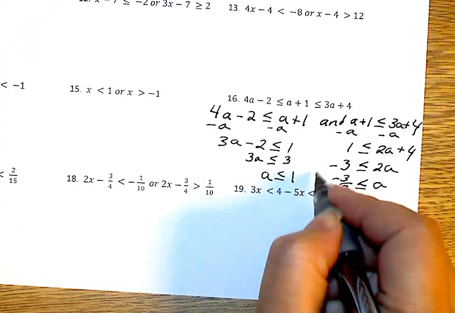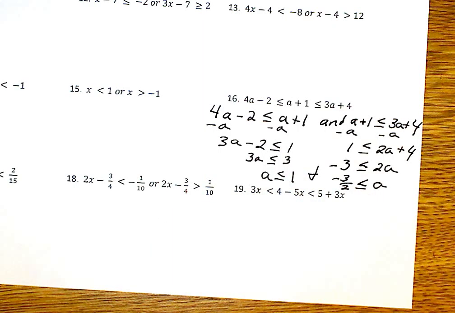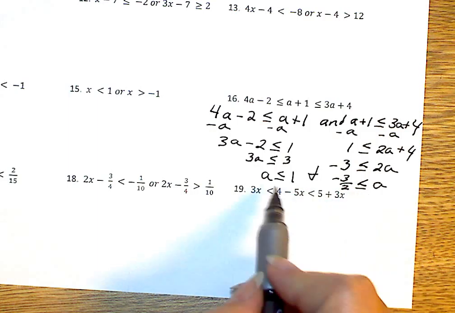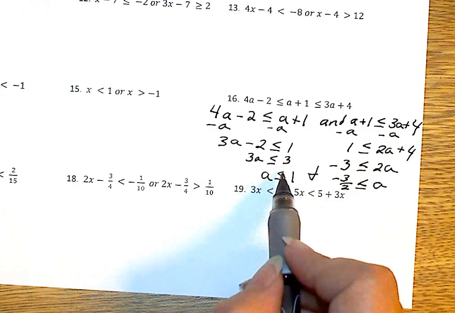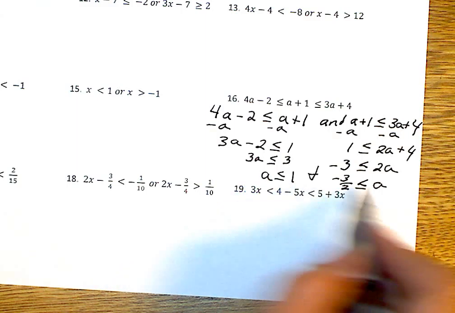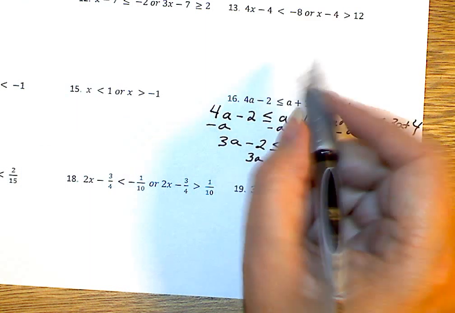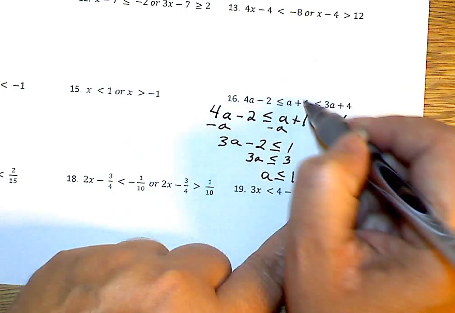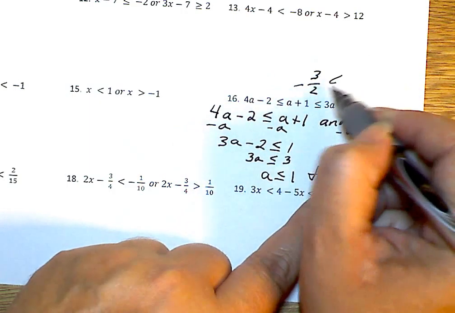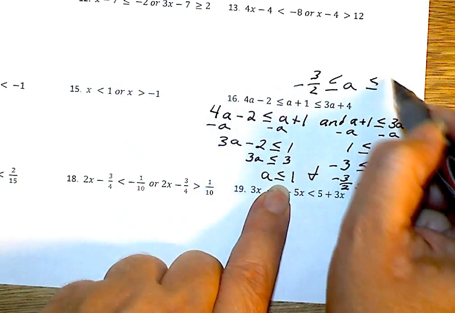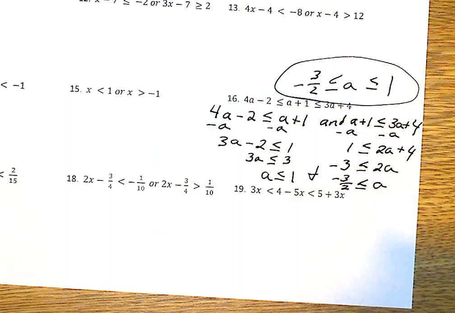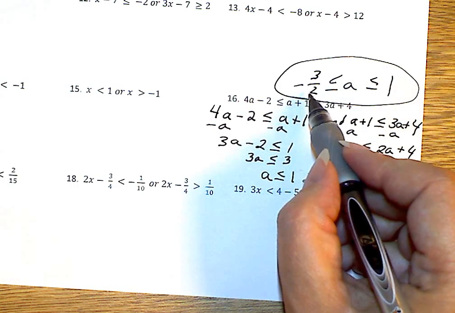And that's an and. Questions on 16? Yes. Can you put them back together? Yep, you sure can. So what you would have is, can I write it up here? So it's negative 3 halves is less than or equal to A, which is less than or equal to 1. So you would accept either one of those answers? Oh, I sure would. And I would accept it if you had this in a decimal also.